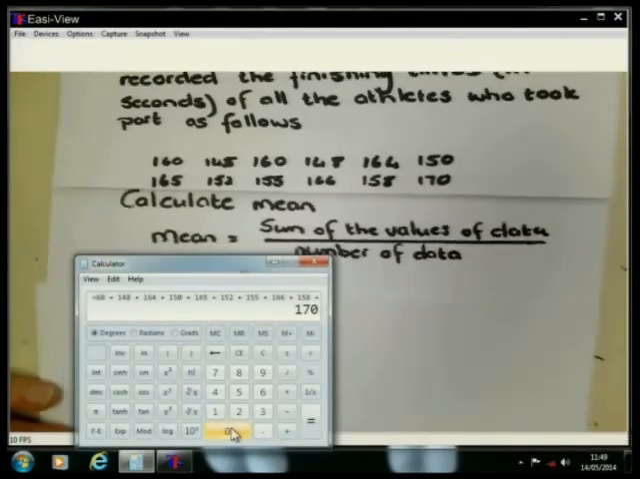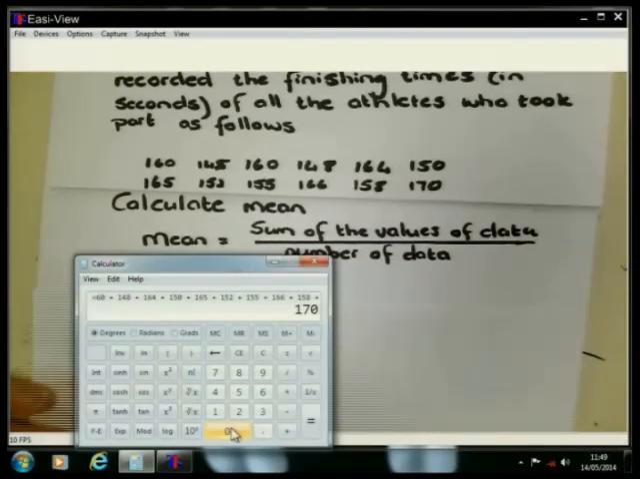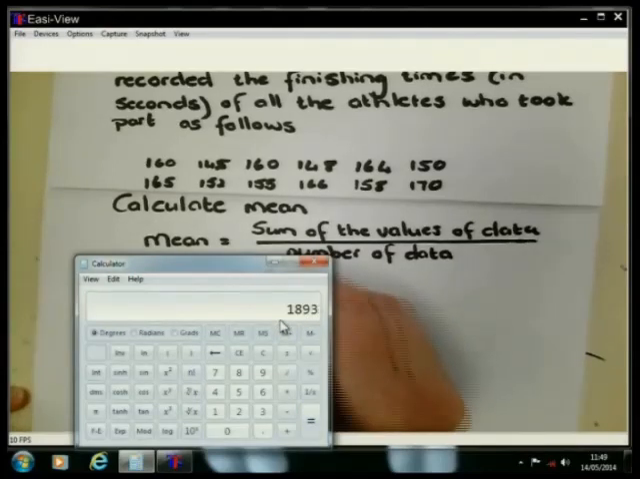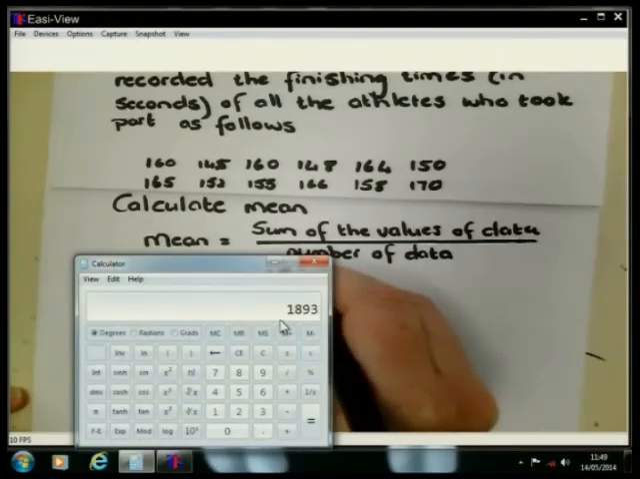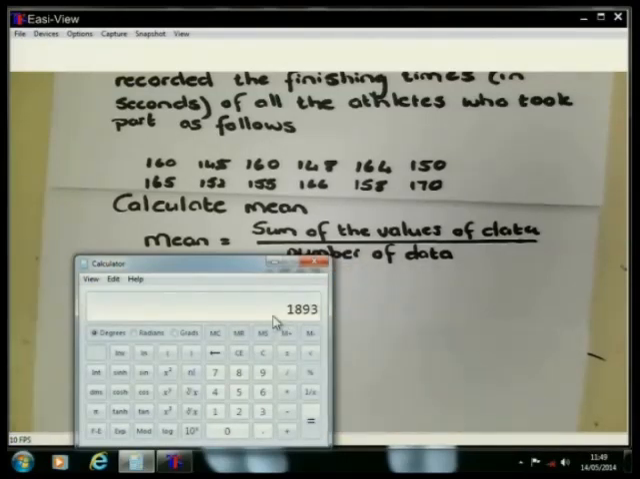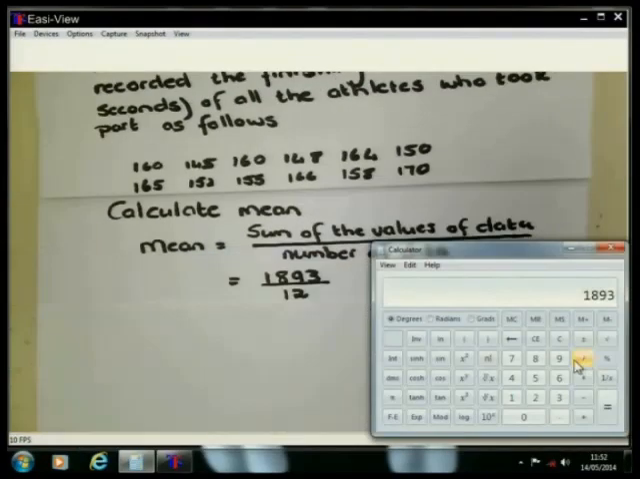We have added all the values that appear in that data set. Okay, so all the different times. I'm not going to write out the calculation right here now, but after I have added, I see that my answer is, you can see here on the calculator, 1,893. If I now divide this value, so here on the calculator, I am going to put in my value of 1,893 and then I'm going to divide by 12.